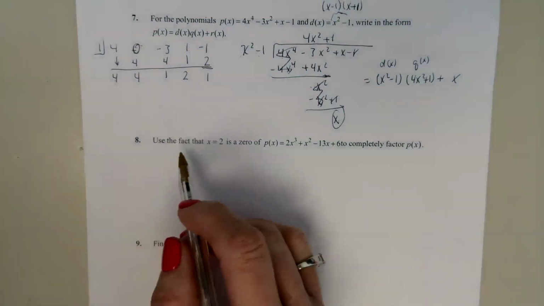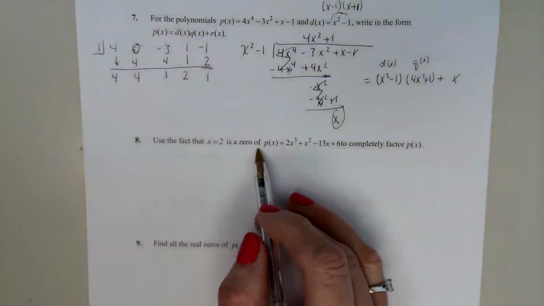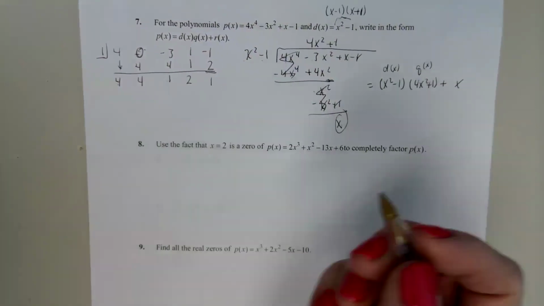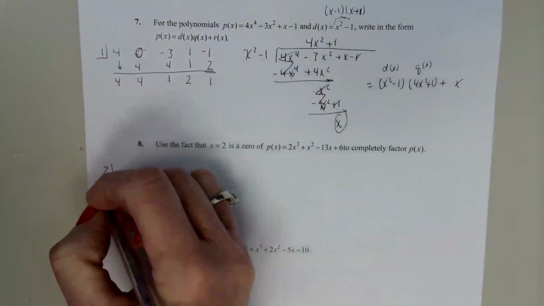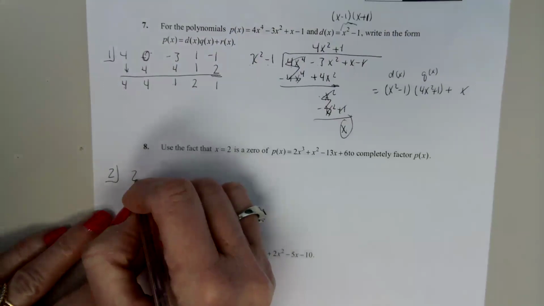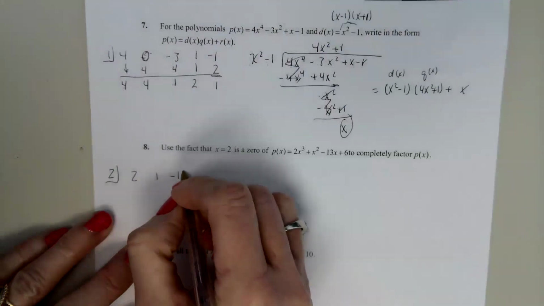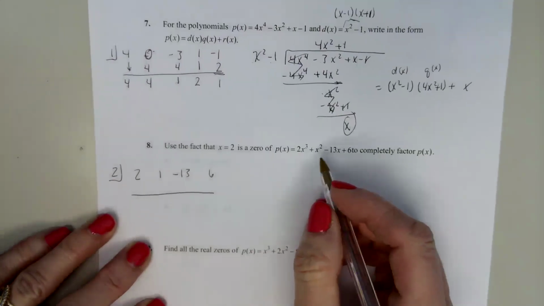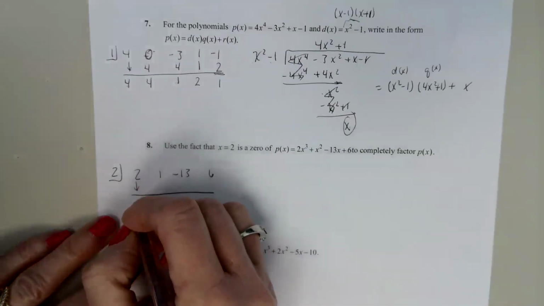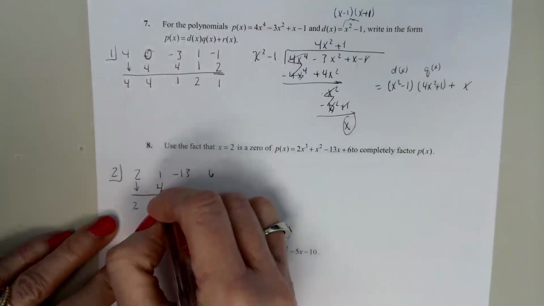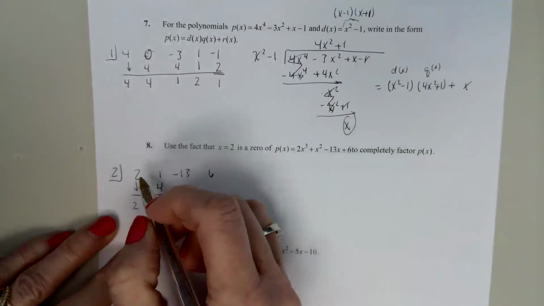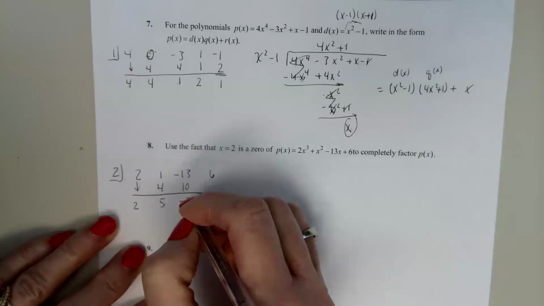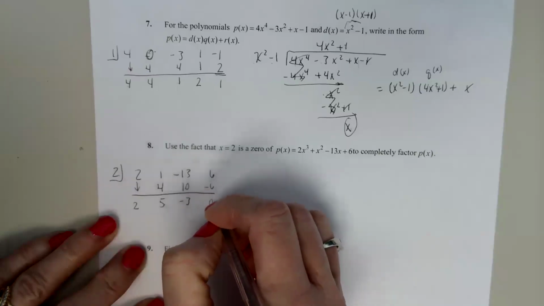Okay, 8 says, use the fact that x equals 2 is a 0 of this polynomial to completely factor p of x. Okay, we can definitely use synthetic division here. So 2, 1, a negative 13, and 6 are my coefficients. So I'm going to bring down the 2. So 2 times 2 is 4. And I get 5. 2 times 5 is 10. We get a negative 3. 2 times a negative 3 is a negative 6, and we add to 0.